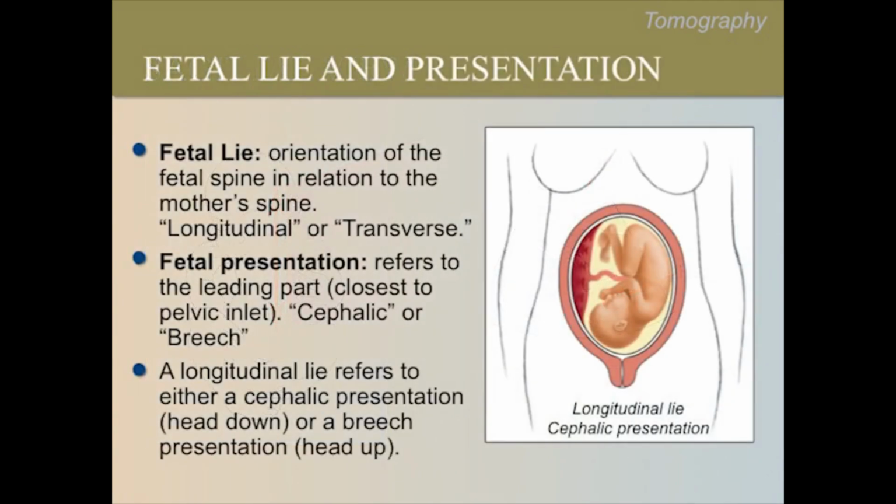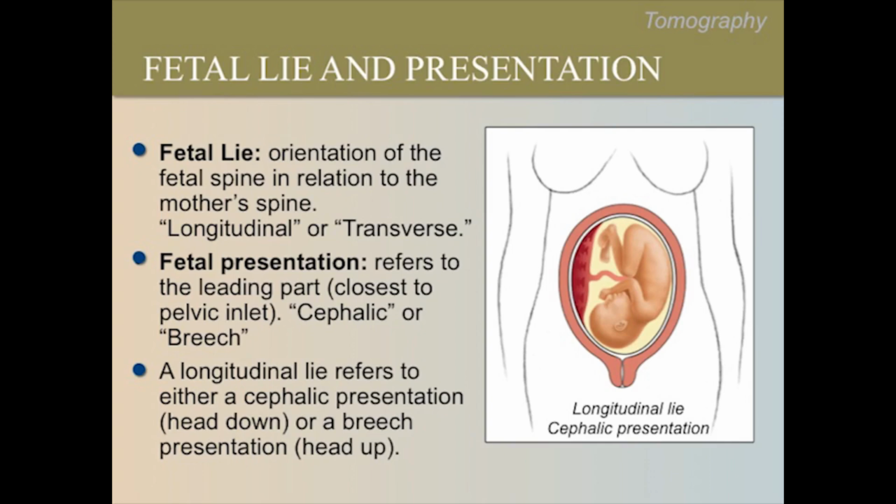There are a few terms that we should introduce now to describe the orientation of the fetus in the uterus. The first term is lie, which refers to the orientation of the fetal spine in relation to the mother's spine. The lie can either be longitudinal or transverse. The next term is fetal presentation, which refers to the leading fetal part that is closest to the pelvic inlet. The fetal presentation can either be cephalic, head down, or breech, head up. A longitudinal lie can mean that the baby is in either the cephalic or breech presentation.